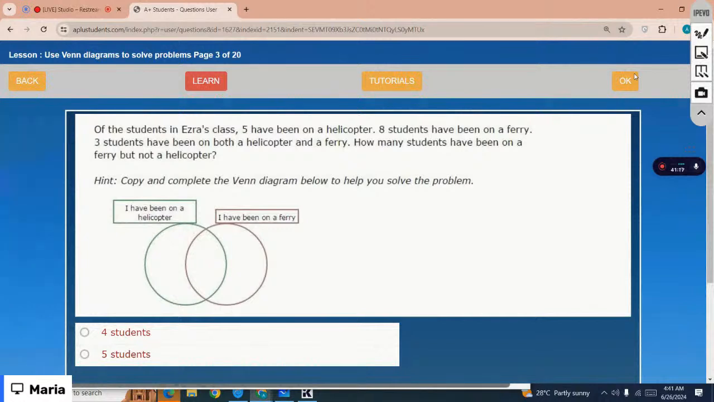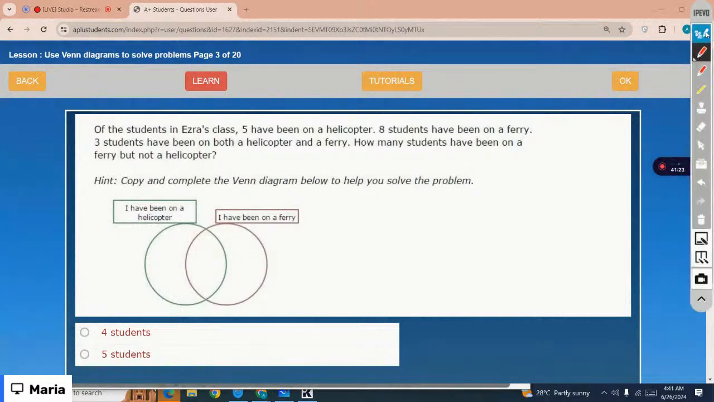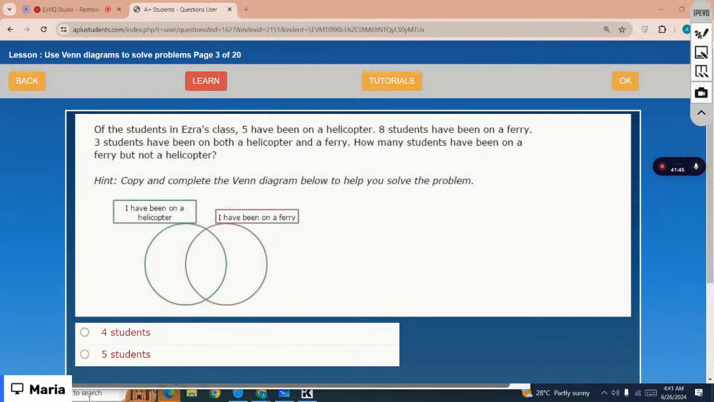Of the students in Ezra's class, 5 have been on a helicopter, 8 students have been on a ferry. 3 of the students have been on both, right? So out of 5 here you have 2, and out of 8 here you have 5 students who have been on a ferry, not on a helicopter. So only 5 of them have been on a ferry but not on a helicopter. The correct option is 5.